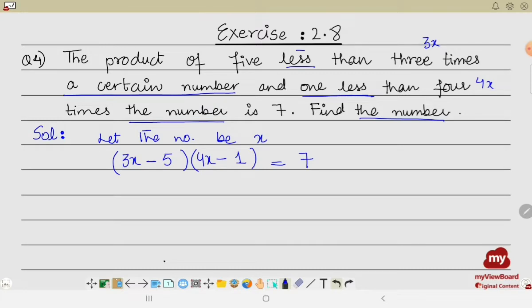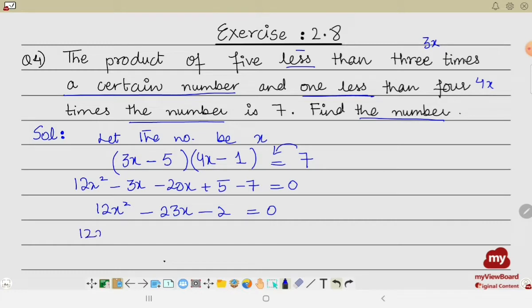right? So now we are going to solve it further and we'll solve it for the value of x. So it will become, we're supposed to open up the brackets, 12x square minus 3x, minus 20x, and then plus 5, and we'll take this 7 to the other side, it will become minus 7. We'll just rearrange the equation, it will become 12x square minus 23x, and it will be minus 2 equals to 0. Now we are going to break the middle term. So 12x square minus 24x plus x minus 2 equals to 0.